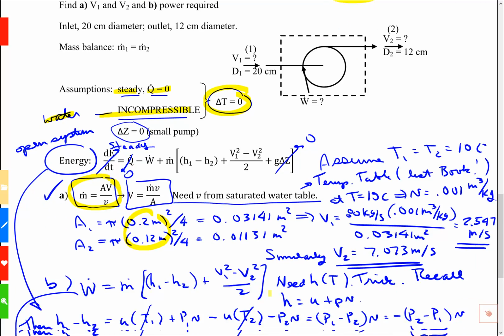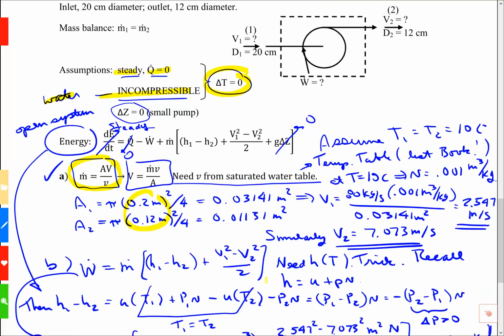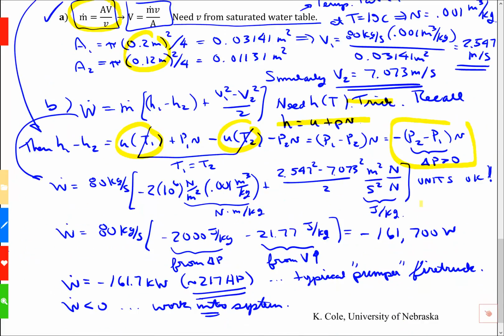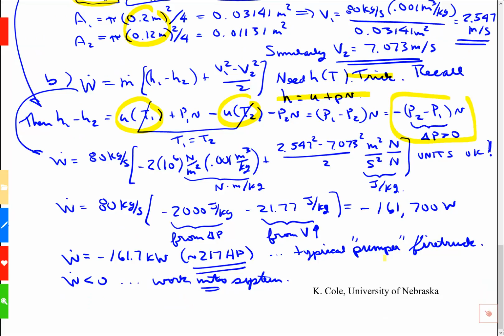We used the saturated water table under the saturated liquid conditions. When we needed an H value, we wanted to avoid the compressed liquid table, so we used the enthalpy and the fact that the temperatures were the same to find the enthalpy as a pressure increase times the specific volume. But we have to be careful of the sign there. And then if you remember that for a pump, the work should be negative because it's work into the system, then all will be well.